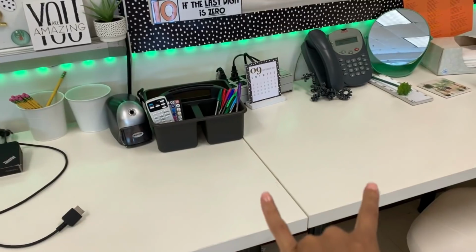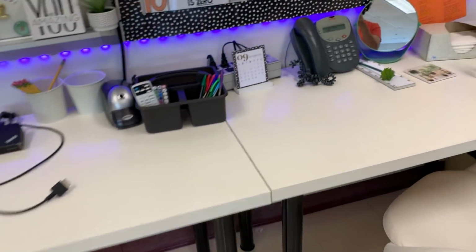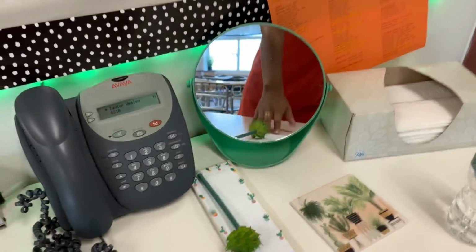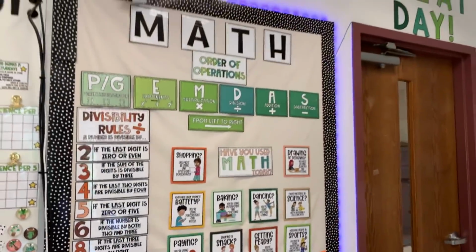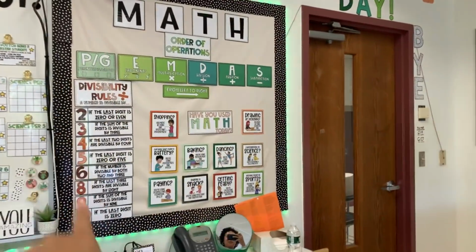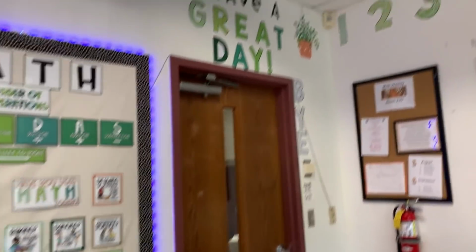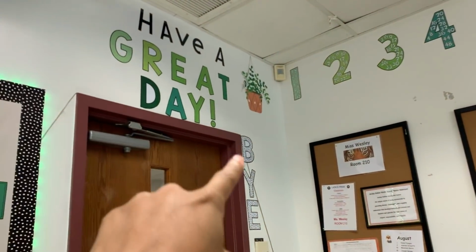Bought these off Facebook Marketplace. These are IKEA tables, put two together. And I have my phone, tissues, notepad, all my emergency numbers. And this is just my front desk.